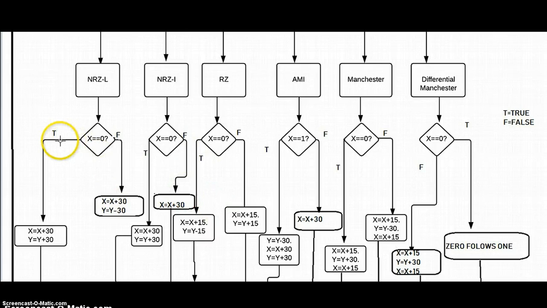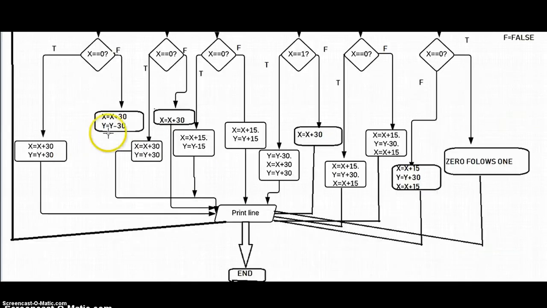Here T represents true and F represents false. After this process is executed, it will go to print. Here a line will be printed, either a horizontal line or a vertical line, depending upon the processing. And when the 8-bit will get over, this loop will get over and process will go towards end.